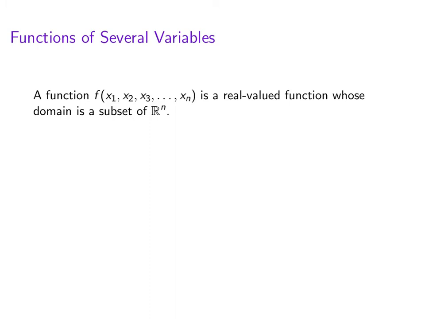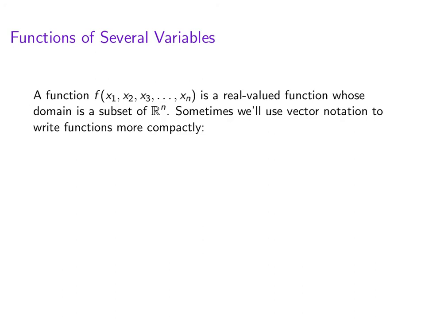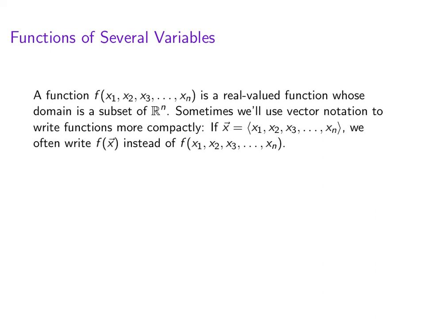A function, f of x1, x2, all the way up to xn, is a real valued function whose domain is a subset of Rn. A lot of times we'll use vector notation to write functions a little more compactly. If we have a vector, x, which is x1 through xn, this is an n vector. Sometimes we'll just write f of x, where x is a vector, instead of writing f and then writing the argument out with all n terms.